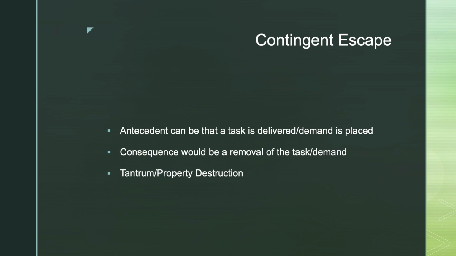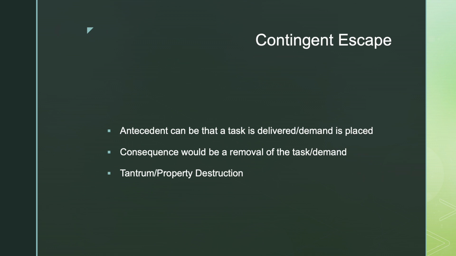Next, we're going to talk about the contingent escape condition. So in this condition, it is maintained or reinforced by no longer having to do a demand or task. So an antecedent can be that a task is delivered or placed. The consequence would be that the task or demand is removed. For example, some behaviors we may see during this is tantrums or property destruction.